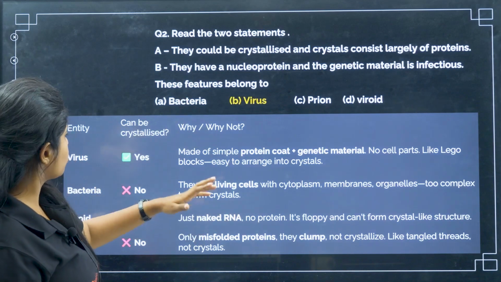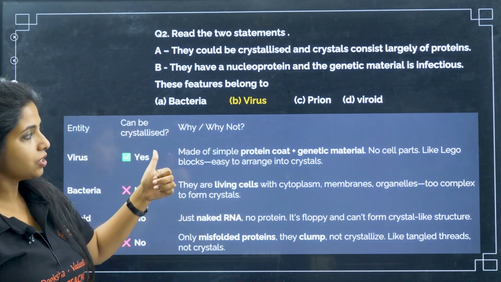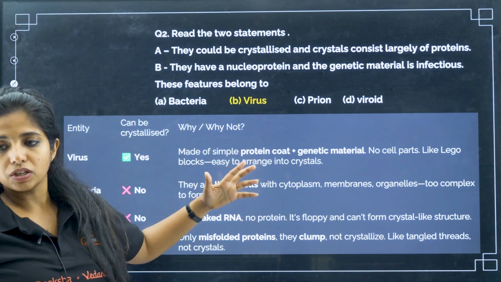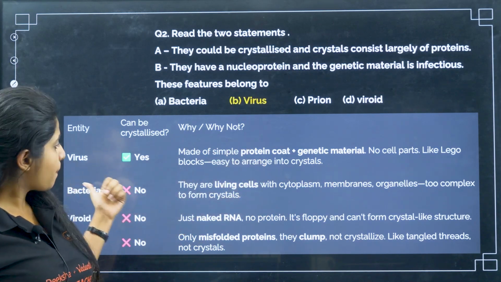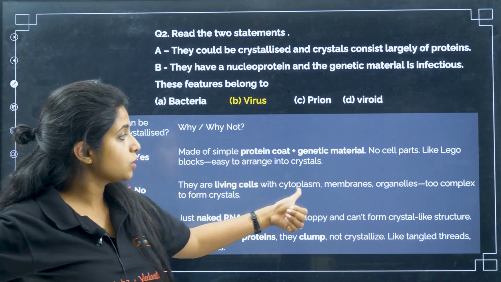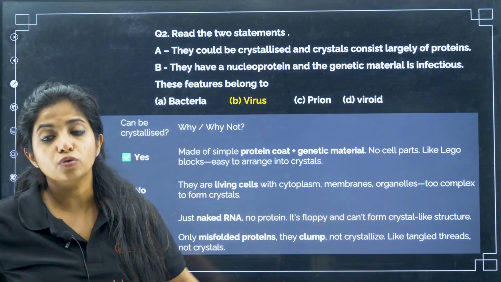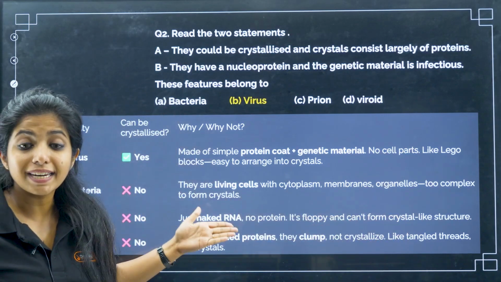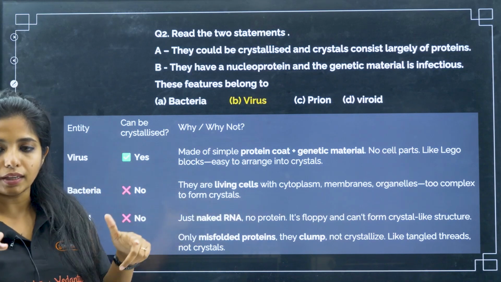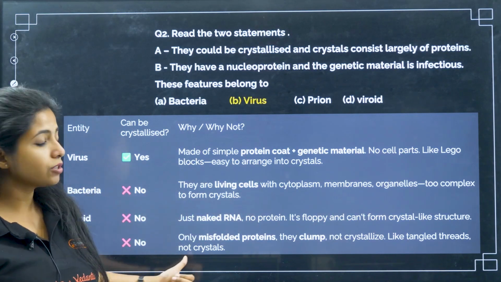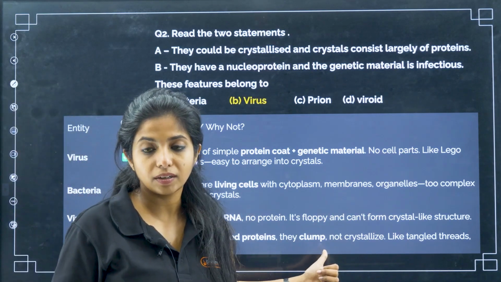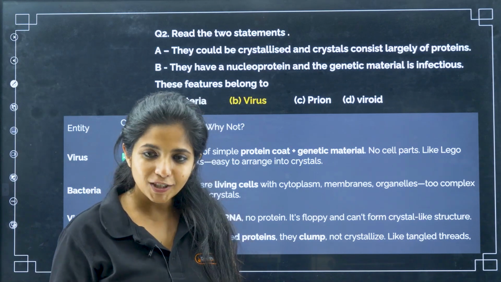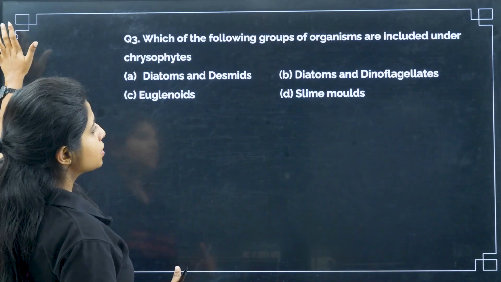What about the other options? Why not the others? So basically viruses, yes, because they are made up of a simple protein coat and genetic material. There are no cell parts, okay? And bacteria, they are not, because they are living cells with cytoplasm, membranes, organelles, so it is too complex to crystallize them. Now viroids, no, because it is just naked RNA. They do not have the protein. And prions are just misfolded proteins, and they definitely clump, but they do not crystallize, okay? So you have your answer, that is virus.